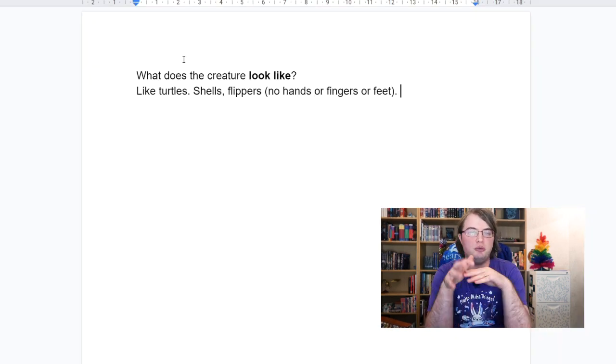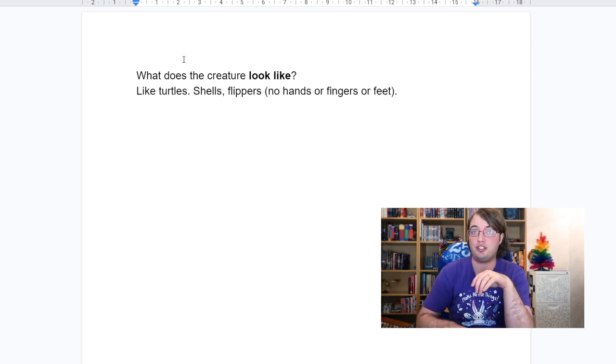I'm going to make some differences though, because I want to make them a little bit... I don't want to make them just turtles that are sentient, because you can do that too. There's nothing wrong with that, but I wanted to do something a little bit different for this workshop at least.